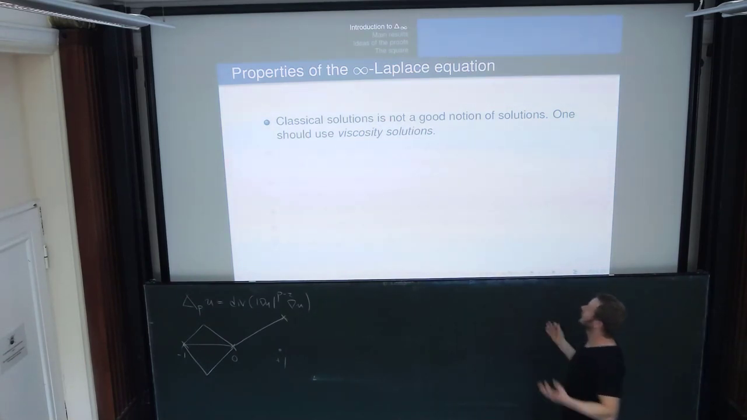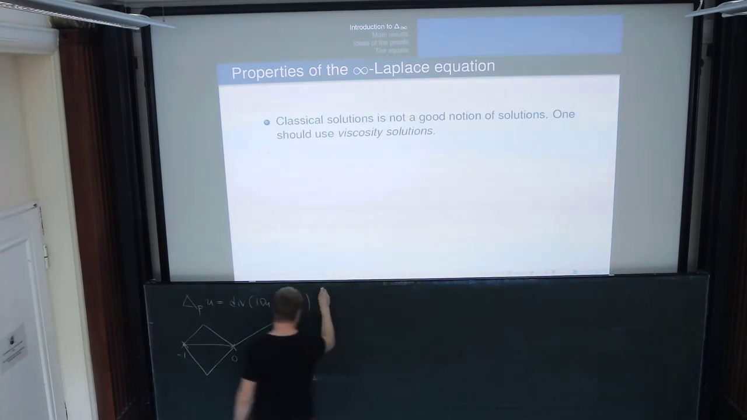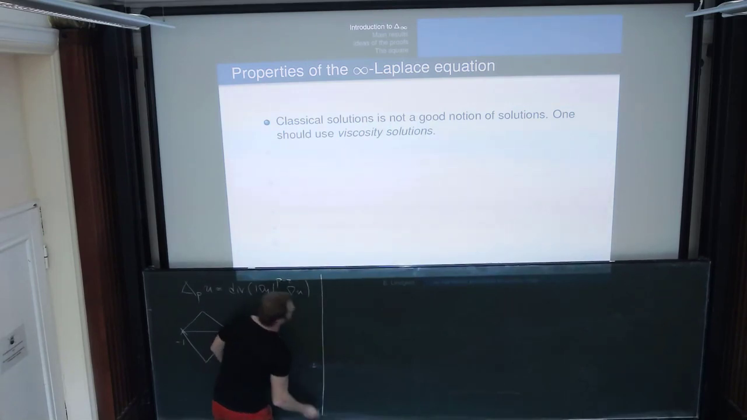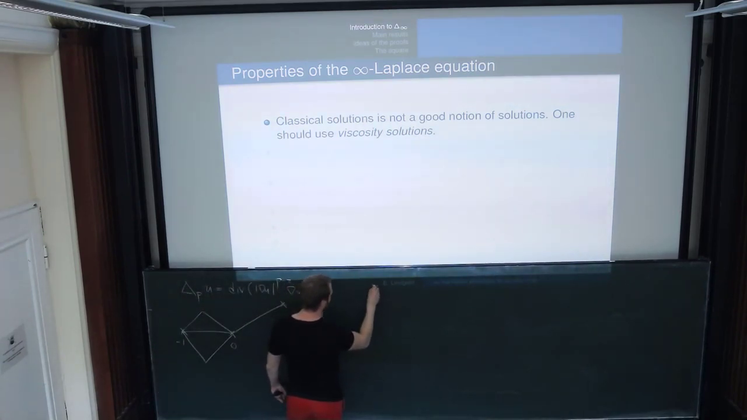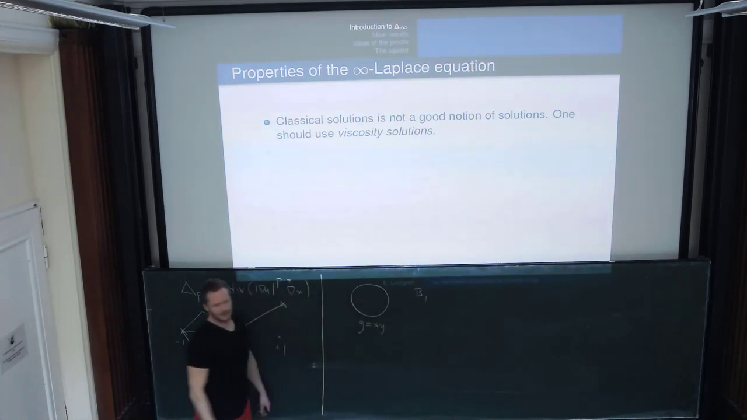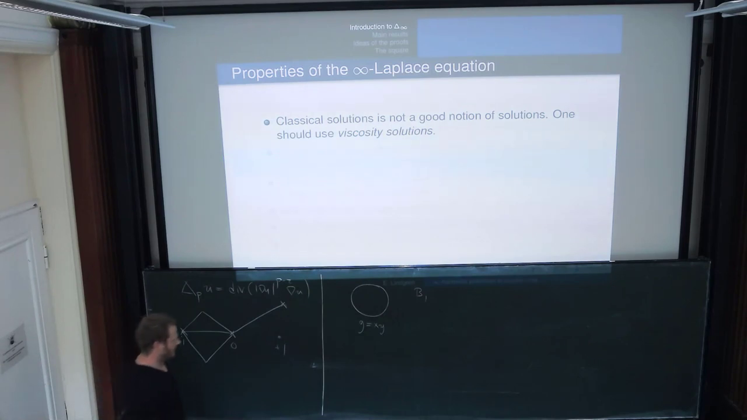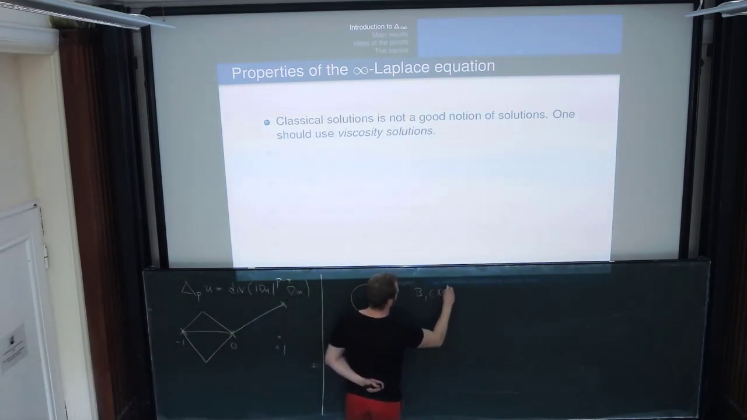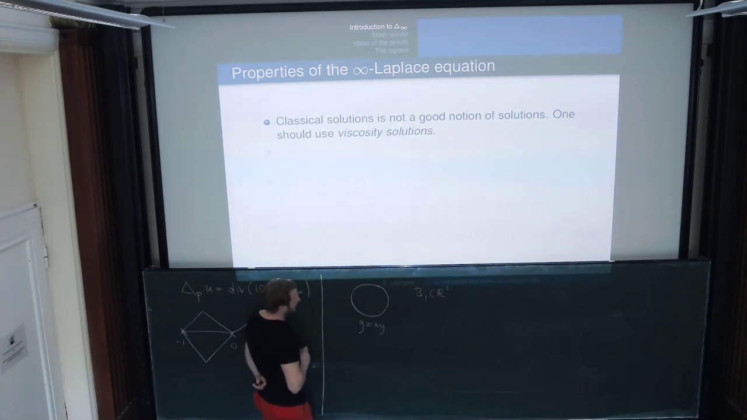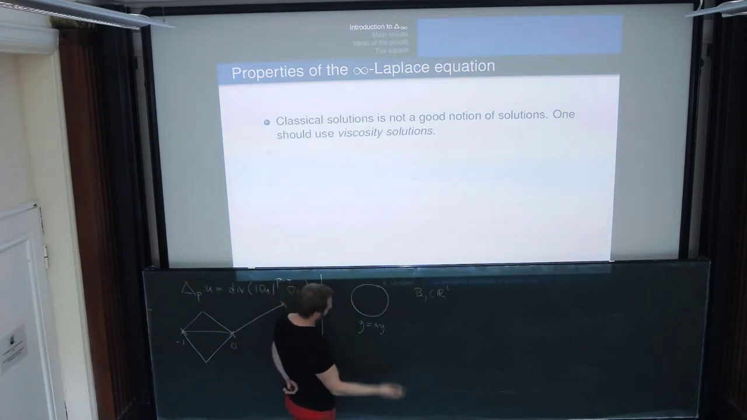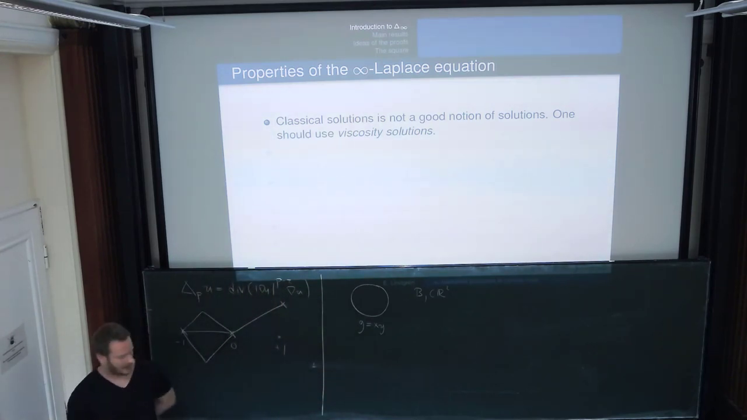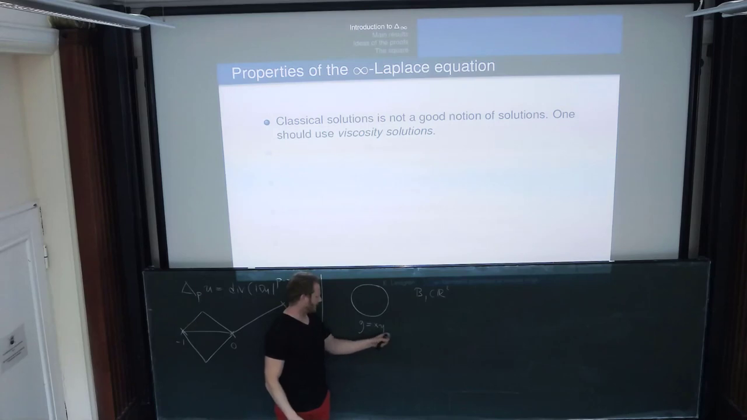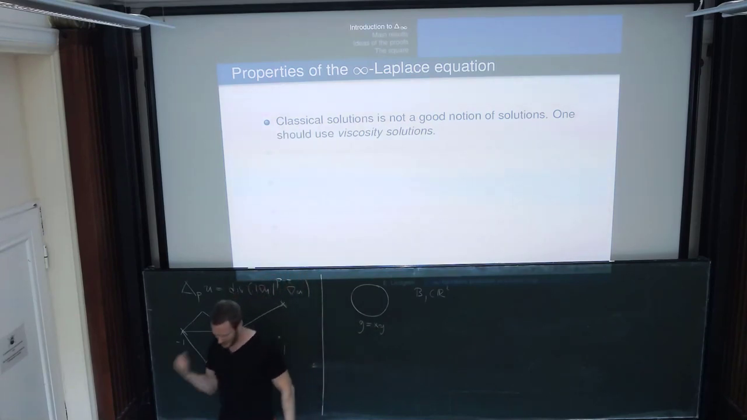Classical solutions are not a good notion of solutions. Gunnar Aronsson already realized this in the 60s, and his argument was that if you take the unit ball and the boundary data x times y, where x and y are the two variables in the plane, then he proved that if you have a classical solution, then it's unique. But with anti-symmetric boundary data, the gradient at the origin must be zero. Otherwise, you can get something different, right?